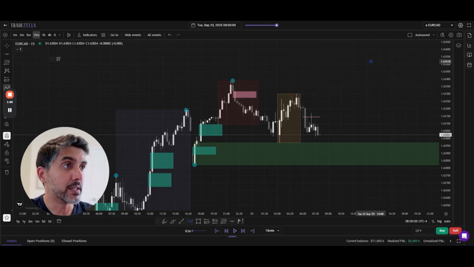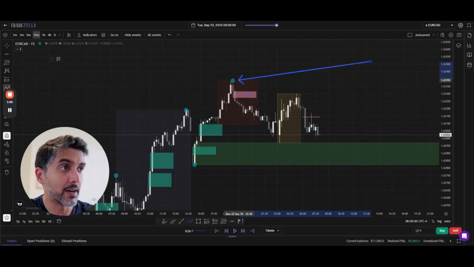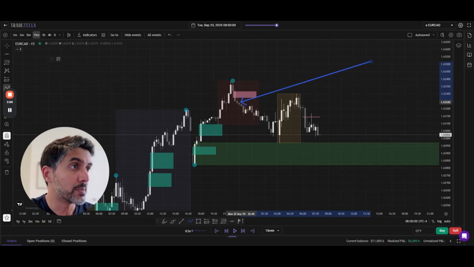We're here on the 15 minutes. We first want to establish our market structure. We have a swing low and have broken structure to the upside by taking out this high and creating a higher high. So we are bullish and therefore looking for longs. This represents Asia session and then followed by London here.